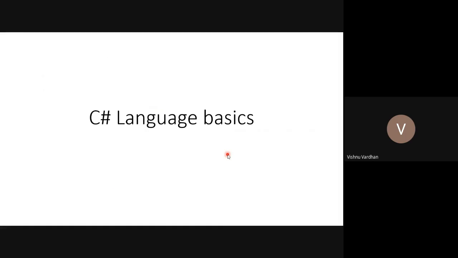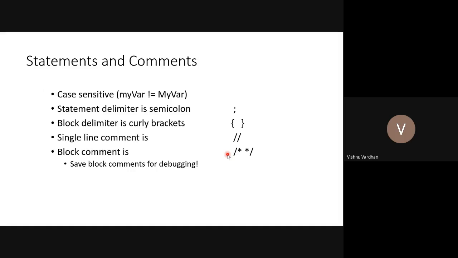Now we will go into the deeper details of the basics and other language constructs. So, C# language basics, statements and comments. C# is, first of all, a case sensitive language. Yes, the same case with the Java and C languages. It is completely case sensitive. Statement delimiter is semicolon. This is also the same. Block delimiter is curly braces. This is also the same. Single line comment is this. Block comment is this. So everything is the same if you know Java or C++.